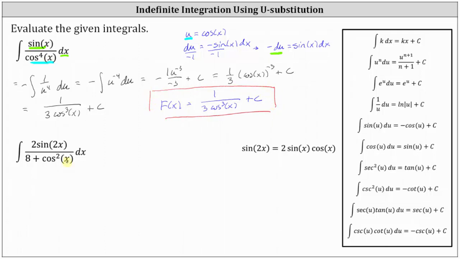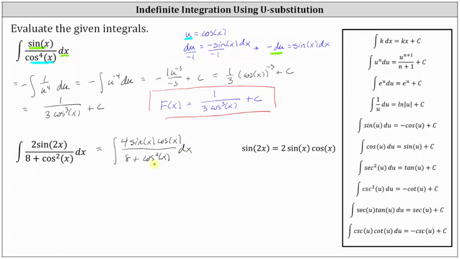Looking at our second example, notice how we have a double angle in the numerator and a single angle in the denominator. Let's first perform a substitution for sine 2x, where sine 2x is equal to 2 times sine x times cosine x, and therefore we can write the numerator as 2 times 2 sine x cosine x, which gives us 4 sine x times cosine x in the numerator, and the denominator remains 8 plus cosine squared x.